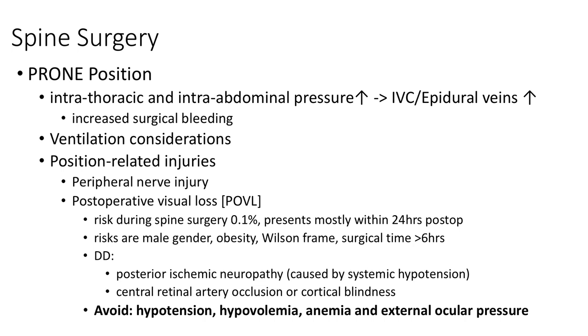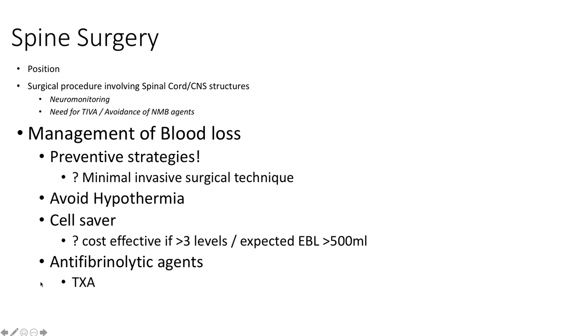If you want to minimize the risk for your patient to suffer postoperative vision loss, you should avoid hypotension, hypovolemia, anemia, and also always monitor your eyes and avoid external pressure on your eyes in that positioning, because obviously that also can create underperfusion. We talked about position. In the previous podcast, we talked about the neuromonitoring needed for spine surgery, most importantly the evoked potentials, and the anesthetic needs, TIVA and neuromuscular blockade avoidance.